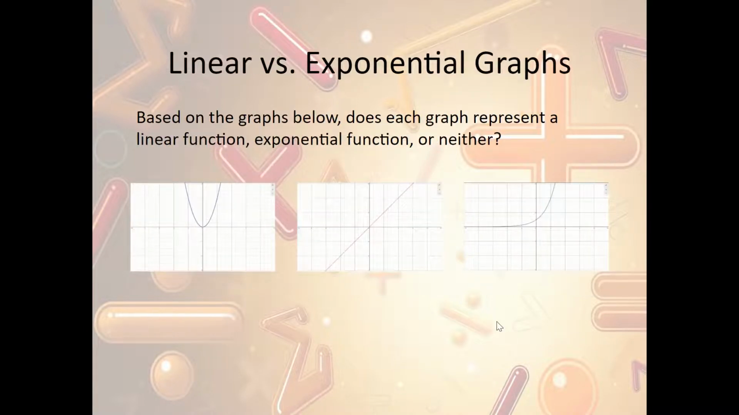Now we have our graphs. We're supposed to determine whether it's linear, exponential, or neither. Well, this first one does have a curve, but it curves in both directions, which we know that exponentials only curve in one direction, so therefore this is neither linear nor exponential. Then this one we have a straight line. Well, we know a straight line forms a linear function, so that one is linear. This one has a single curve, so that one is exponential.